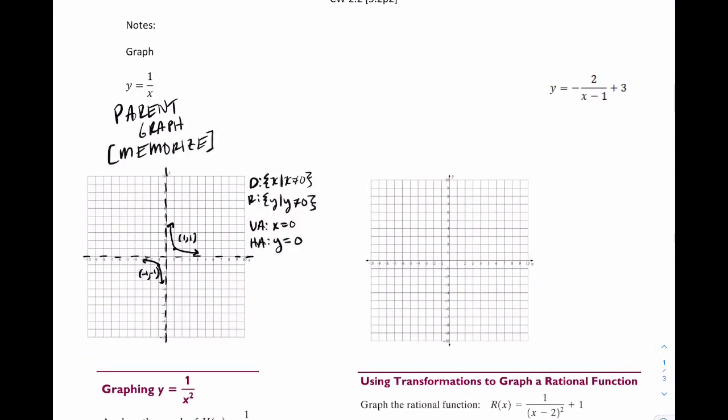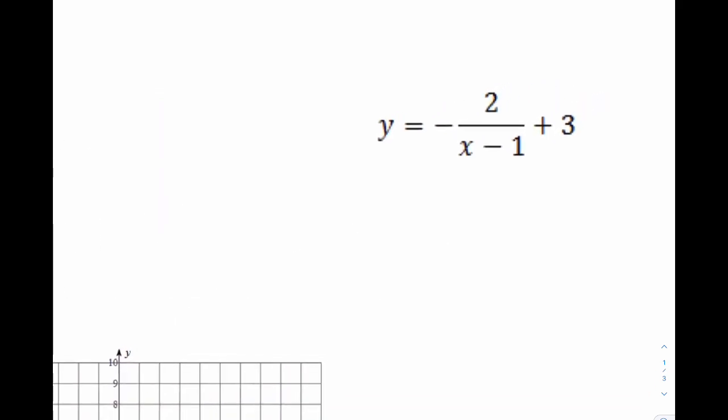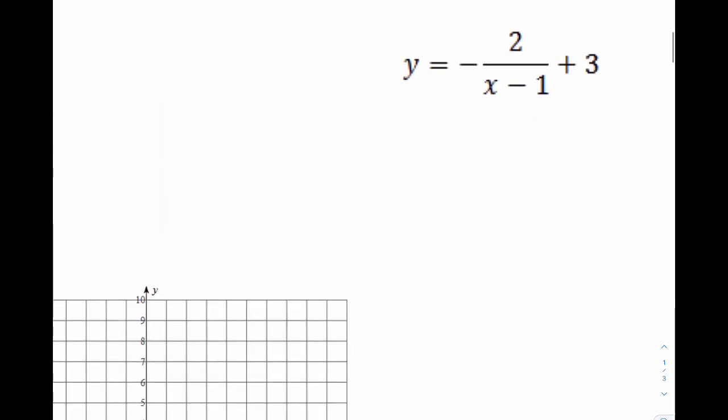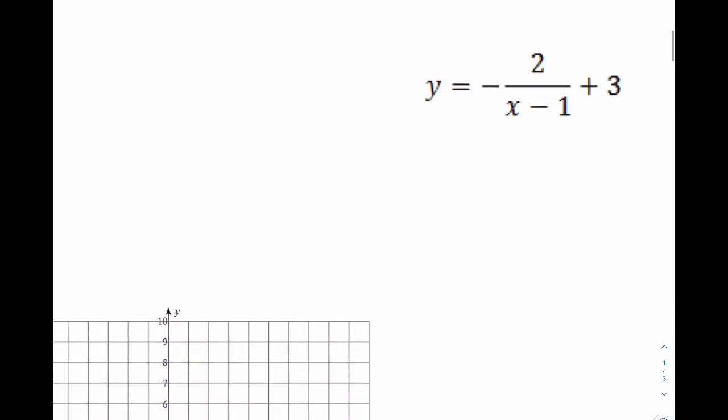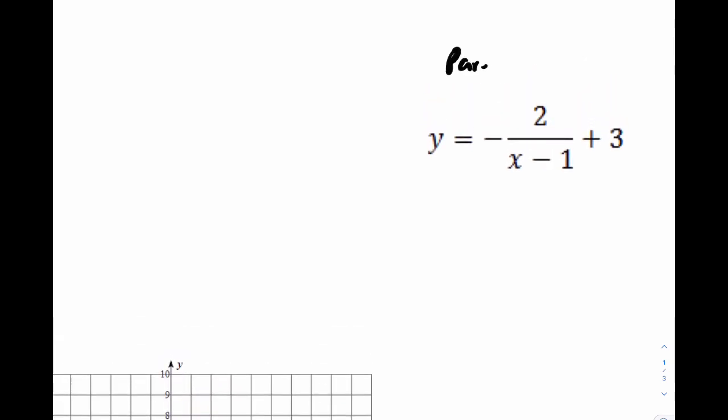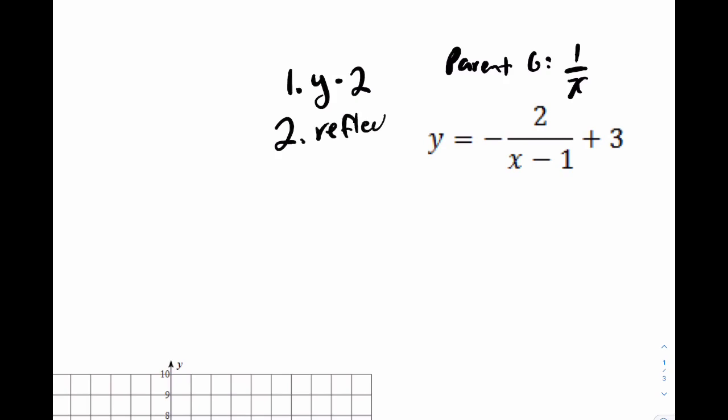Now, on the iPad, graphing is actually pretty cool because we can just use our iPad tools to graph this. So first, let's just know what's happening. The parent graph is 1 over x. So let's analyze what's happening here. There's a stretch factor of 2, so write y times 2. It's going to reflect over the x-axis because of that negative there, so just write reflect over x-axis. And then it's going to move right 1 and up 3.